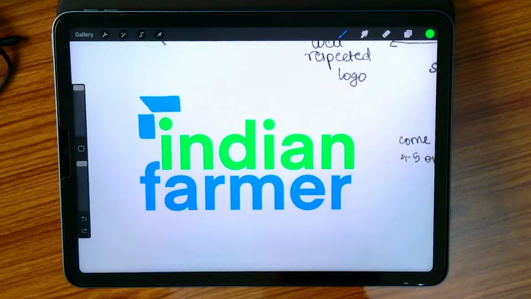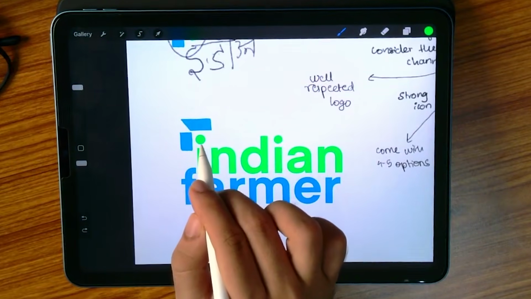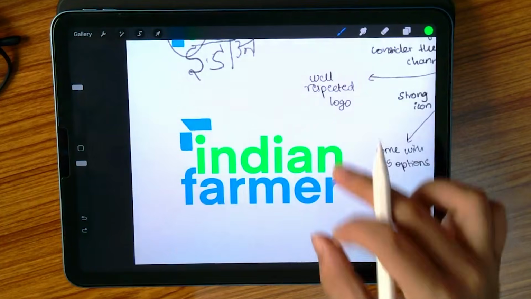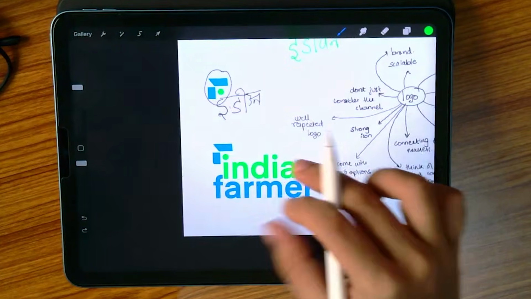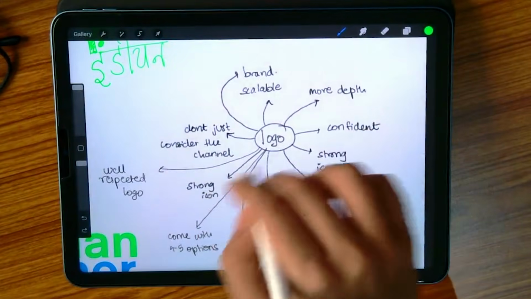And this is the final logo right here of the Indian Farmer, resembling each and every farmer learning from their platform, resembling an F for the farmers. And this was the color scheme. That is why I'm also wearing blue in this video. And yeah, this was sort of the breakdown again.